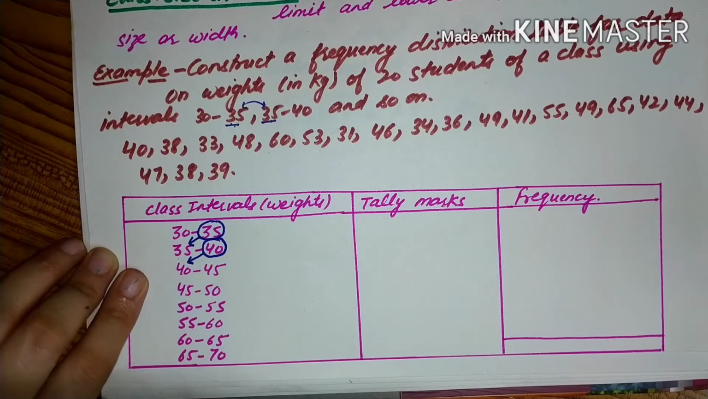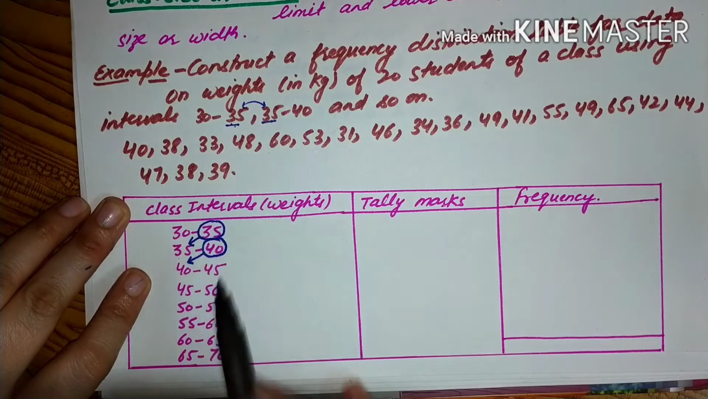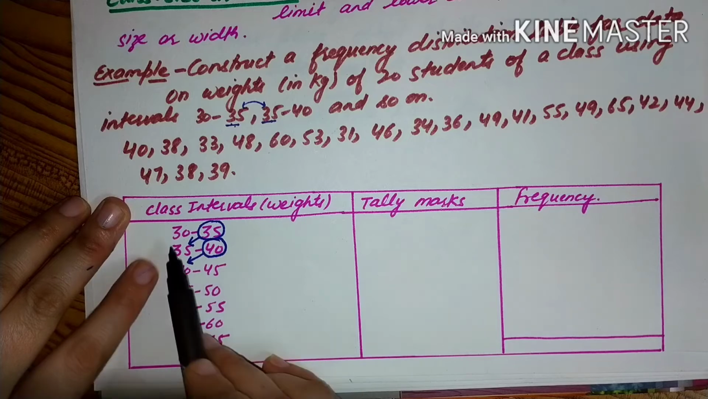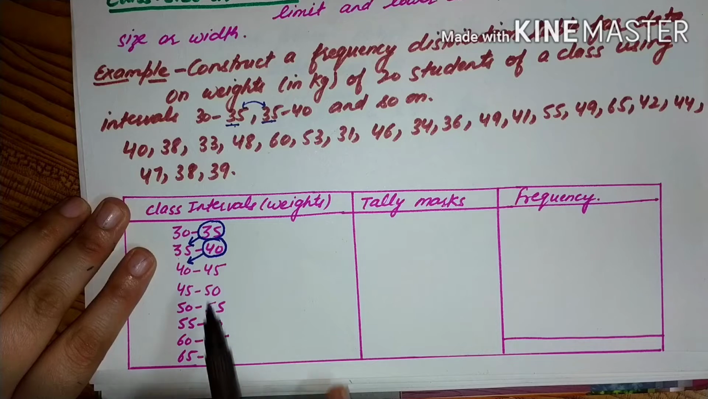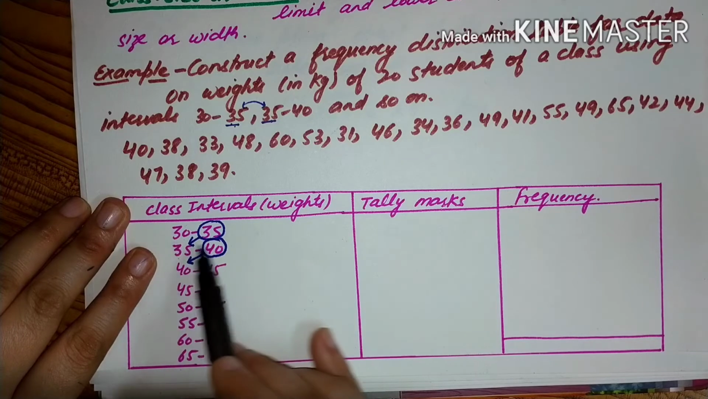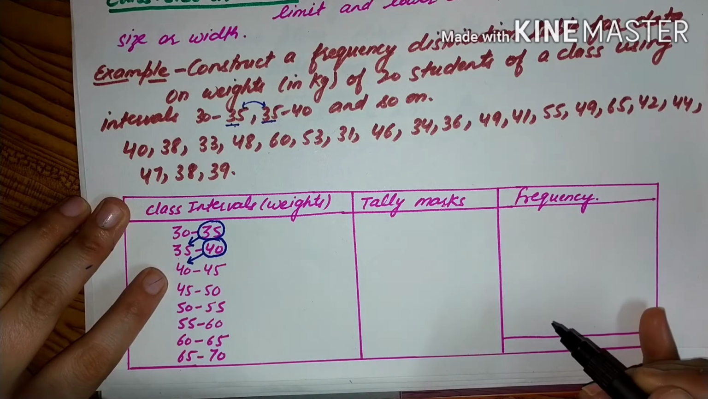So let us make the tally marks here, because we have been given that we have to take 30 to 35, so we have taken that. I have seen that the data is coming till 70, so I have taken the gap of 5 as given in the intervals, and then I will make a frequency distribution table.